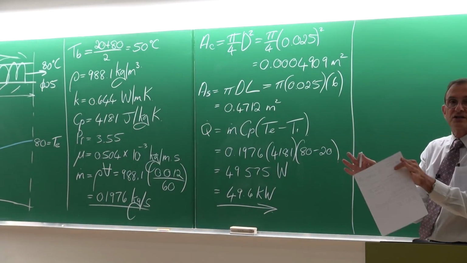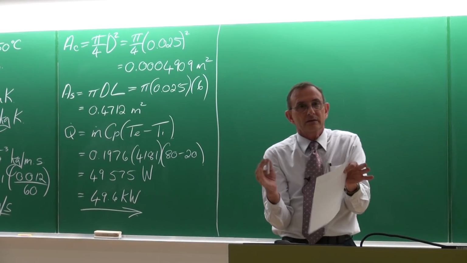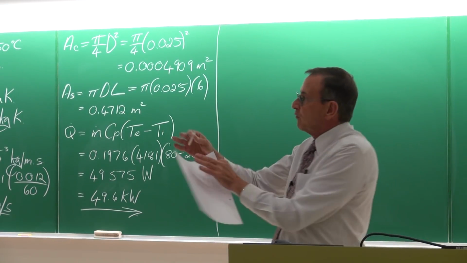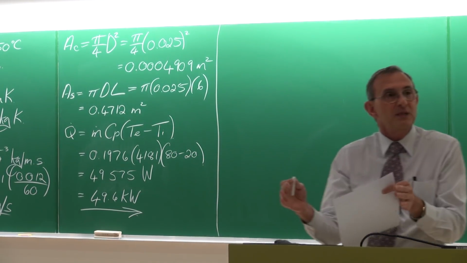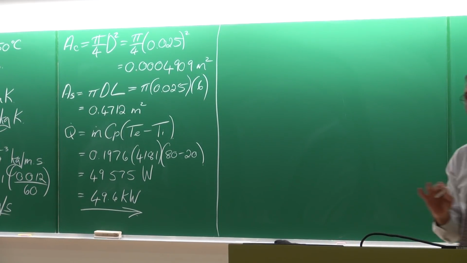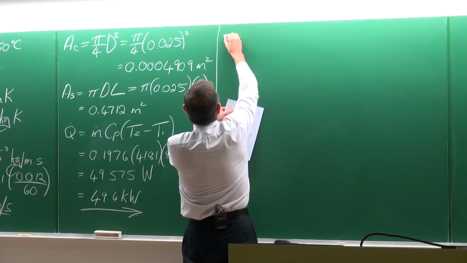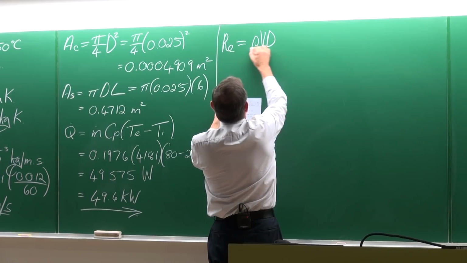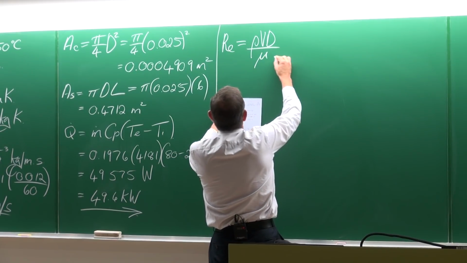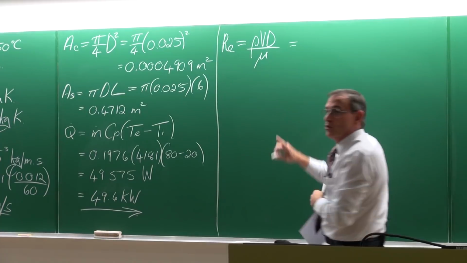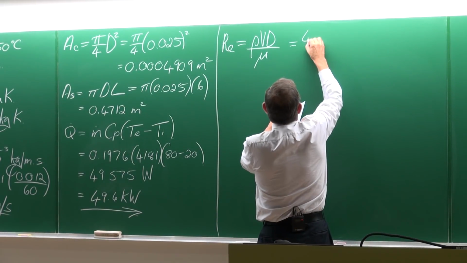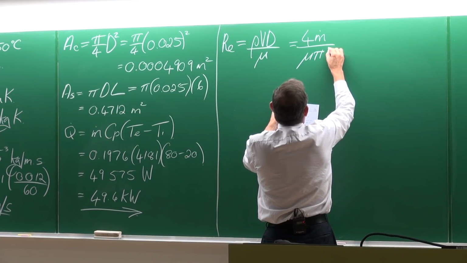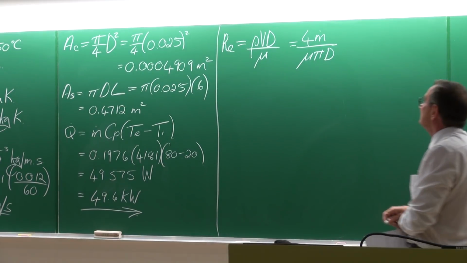In all these equations, it's very important for us to know where we are in terms of the flow development, and whether the flow regime is laminar or turbulent. For that, we need to get the Reynolds number, and there are two ways of doing it. We can say it is equal to rho Vd divided by the viscosity, or we can say it is equal to 4 times the mass flow rate divided by the viscosity, pi, and the diameter.